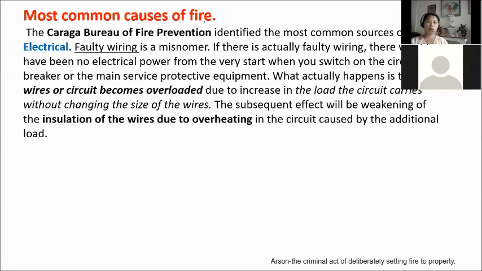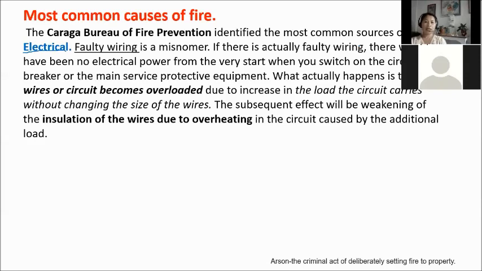So the most common causes of fire according to Caraga Bureau of Fire Prevention, common nila na nakita na cause ng fire, first is electrical. Usually pag may sunog at tatanungin ano ang cause, sabihin nila electrical. So meaning yung mga faulty wirings, mga overloading, okay, mga octopus connections. So if there are actually faulty wiring, there would have been no electric power from the very start when you switch on the circuit breaker or the main service protective equipment.